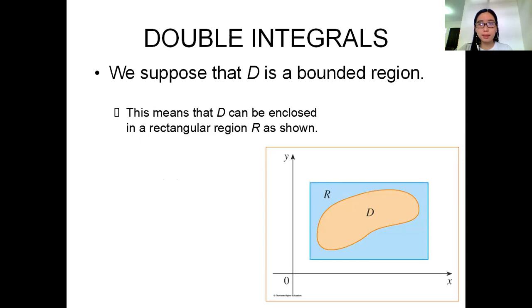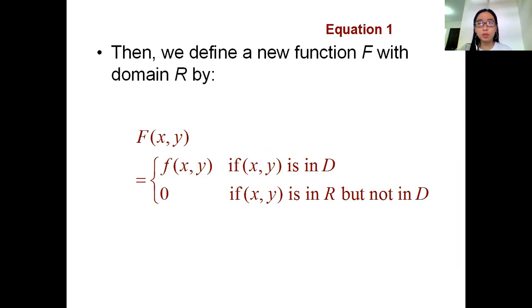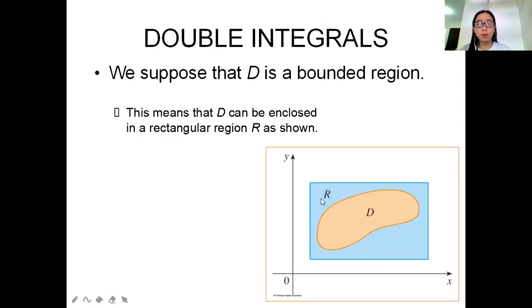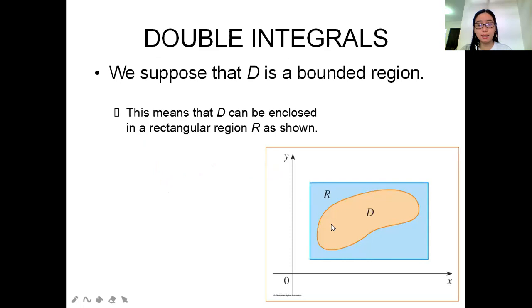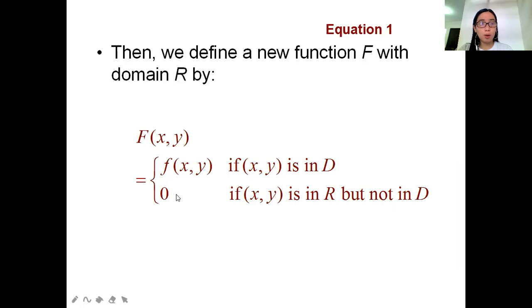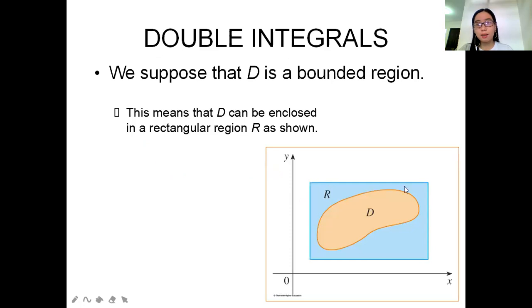So we suppose that D is a bounded region which is covered, or enclosed, by a region R. Then we define a new function F with domain R by F(x,y) is equal to f(x,y) if (x,y) is inside the region D, or 0 if (x,y) is in R but not in region D. Okay?